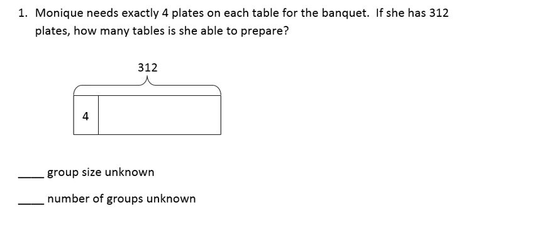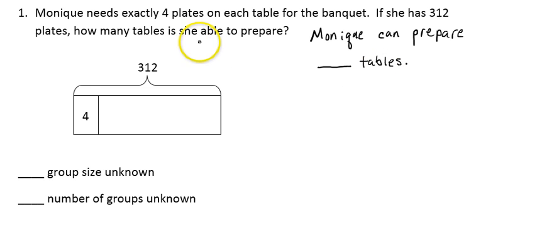For example, the first problem says, Monique needs exactly 4 plates on each table for the banquet. If she has 312 plates, how many tables is she able to prepare? We'll start by writing our answer statement with a blank for the final answer. I'm going to say Monique can prepare blank tables.